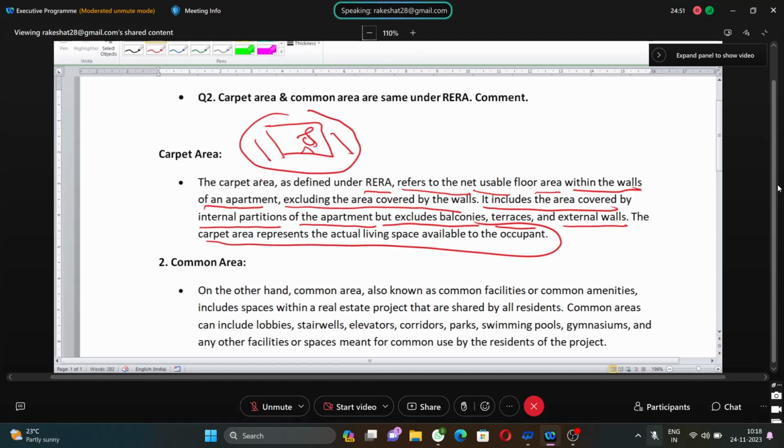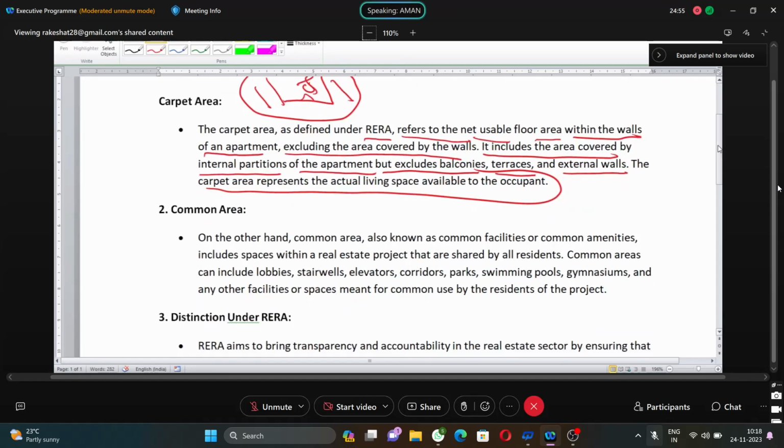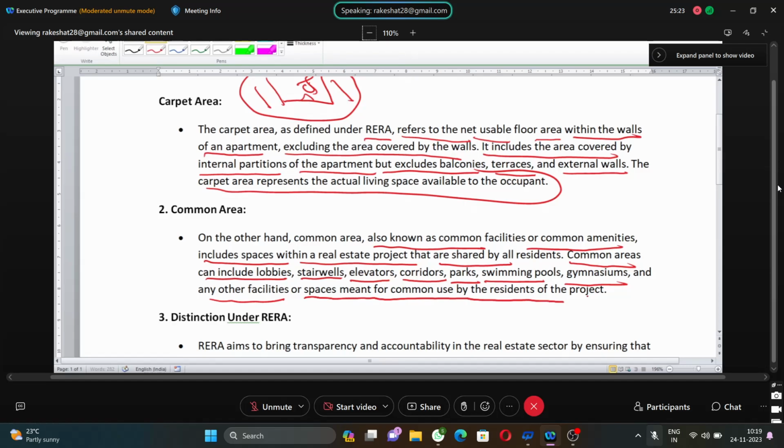Now, what is common area? On the other hand, common area, also known as common facilities or common amenities, includes space within a real estate project that is shared by all residents. The common areas can include lobbies, stairwells, lifts, elevators, corridors, parks, swimming pools, gymnasiums, and any other facilities or spaces meant for common use by the residents of the project.